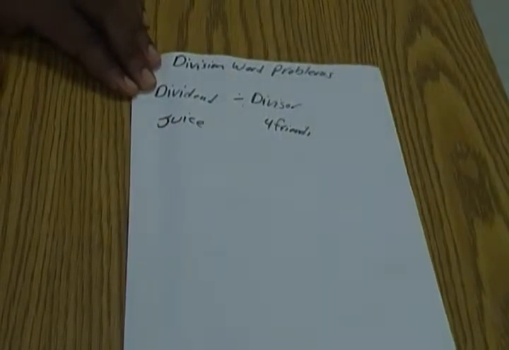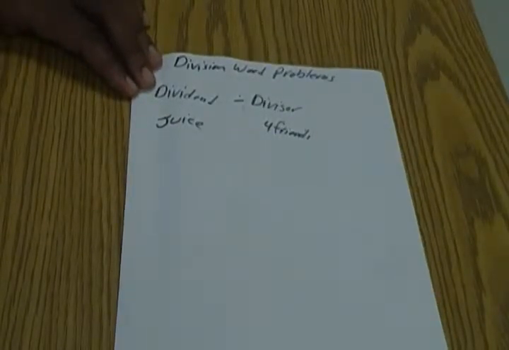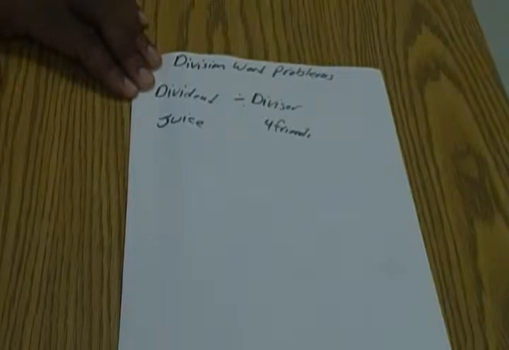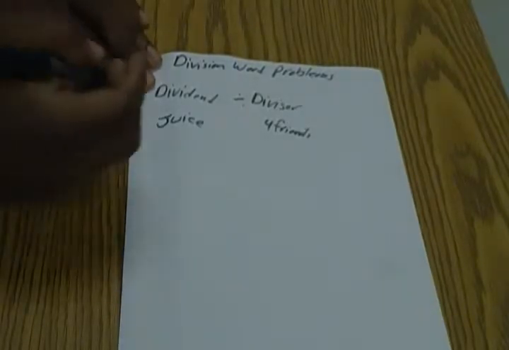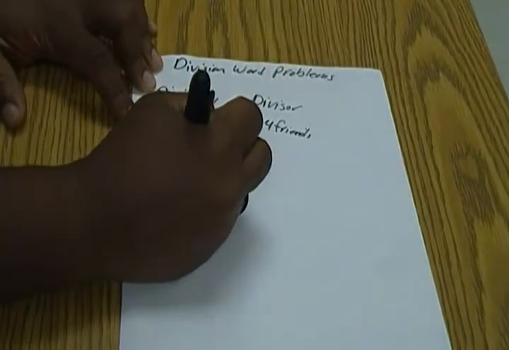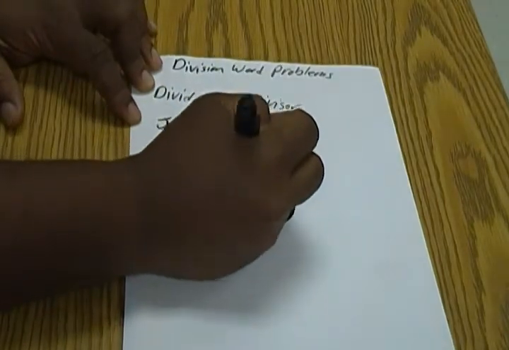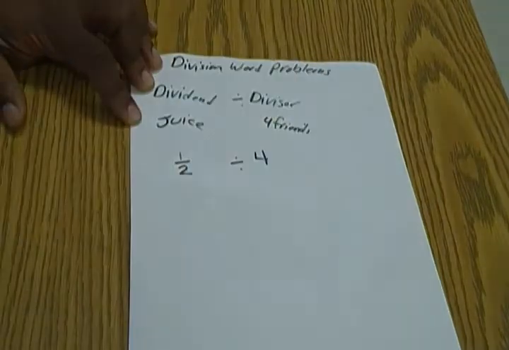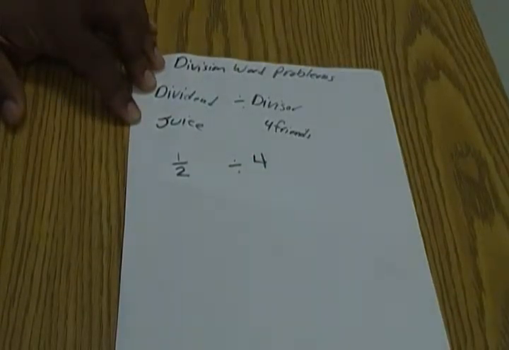Most times the students say, okay, the first number I heard was 4, so I'm going to put 4 divided by 1/2. That will throw them off, because what that's saying is that we have 4 people being divided up by half a gallon of juice. Now that's kind of messed up, dividing 4 people up in half. So we want them to really focus on what is being divided and what it is being divided by. So once again, we had our juice, which is 1/2 gallon, and it's being divided up by 4 friends.